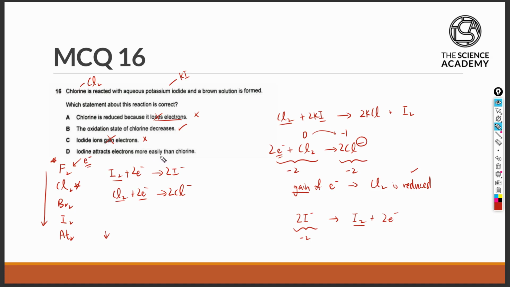Therefore, it is wrong to say that iodine attracts electrons more easily than chlorine, because it should be the other way round, where chlorine attracts electrons more easily than iodine. Therefore, B is the correct answer.